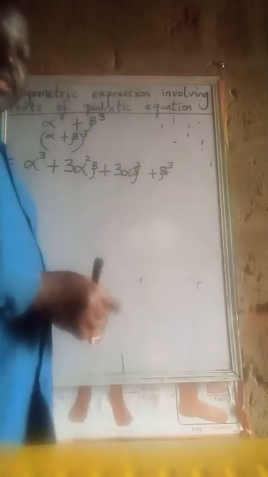So from here, alpha plus beta raised to power of 3 is equal to alpha raised to power of 3 plus 3 alpha square beta plus 3 alpha beta square, then plus beta raised to power of 3. As I said, we are going to discuss how to make use of Pascal triangle for algebraic expansion.